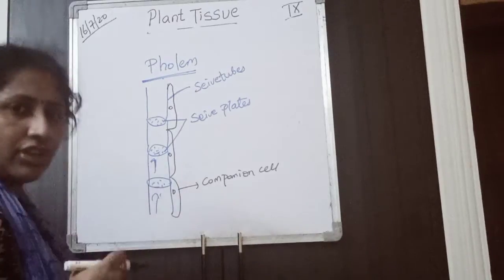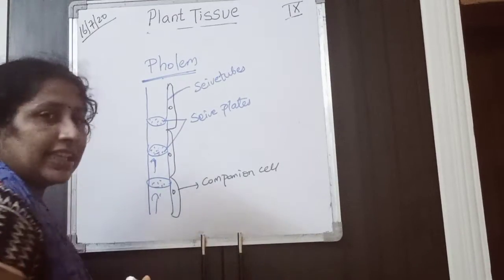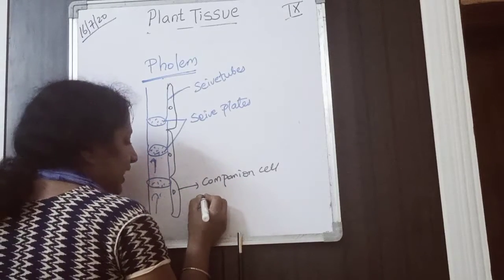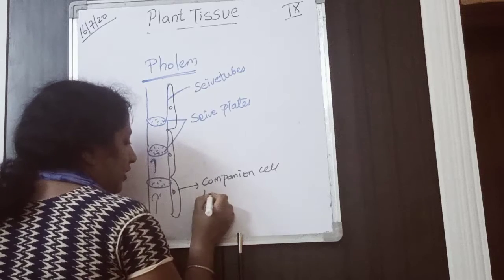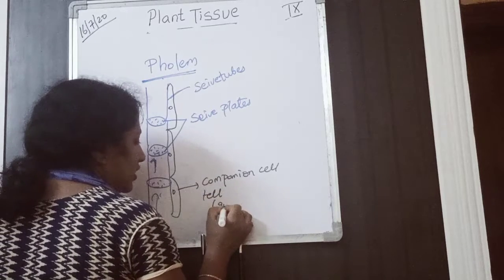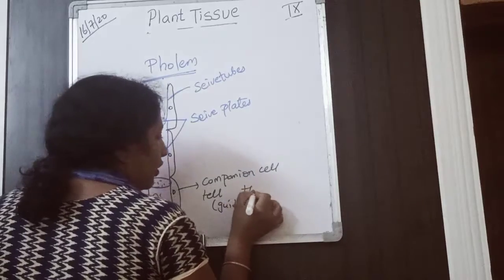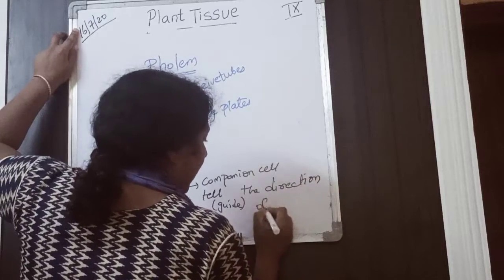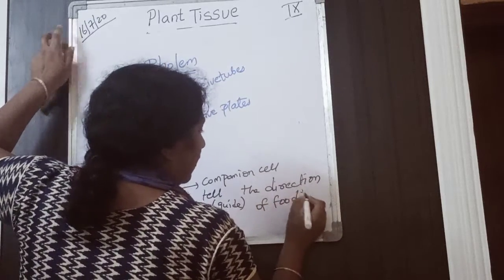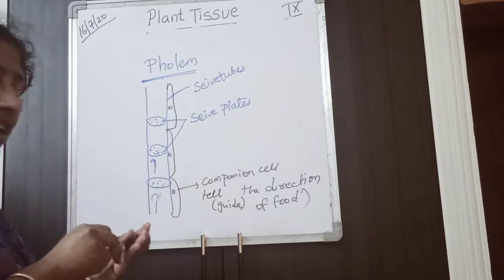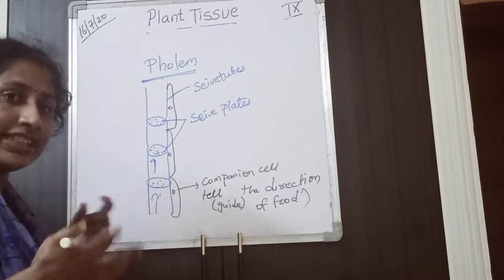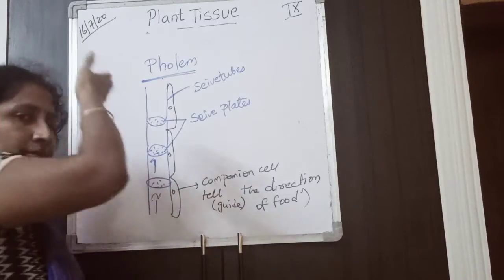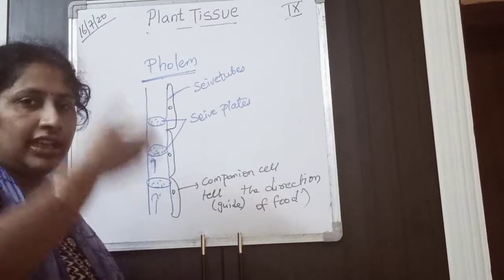So what is the function of the companion cell? It will guide the direction of the food. Companion cells will tell or guide. I will write tell, or you can write guide also: guide the direction of food. Companion cells will guide the direction of food to the sieve tubes. So what is the function of sieve tubes? Movement of food.